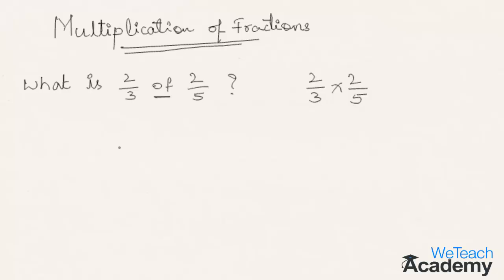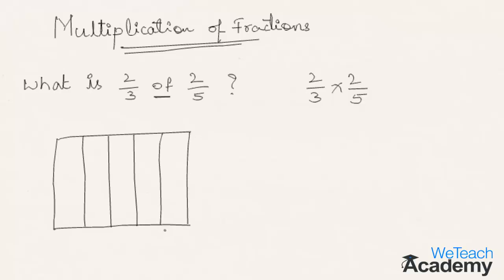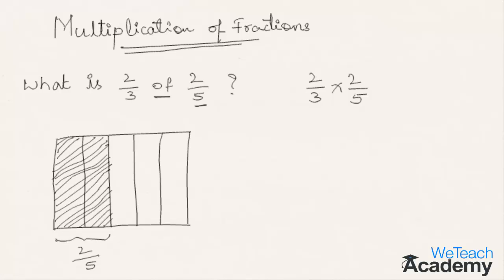In order to make you understand the concept of multiplication, let me explain with a rough diagram over here. Now in this rectangle, I have made 5 equal parts vertically. So the 2/5 part over here is this part. Let me shade this part with some cross lines. Now this shaded part represents the 2/5 part.